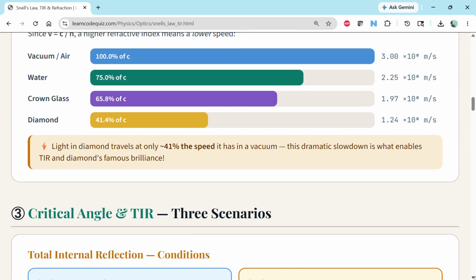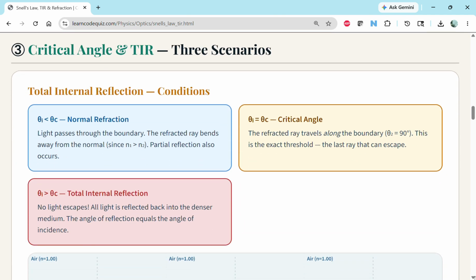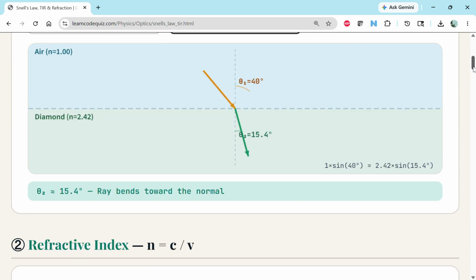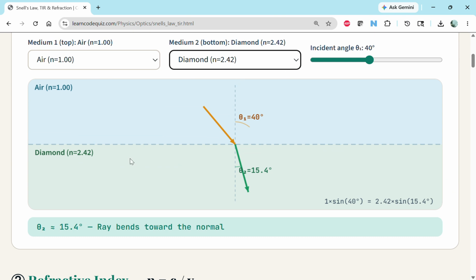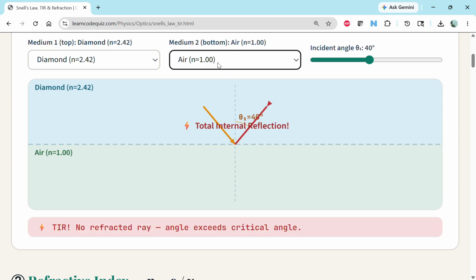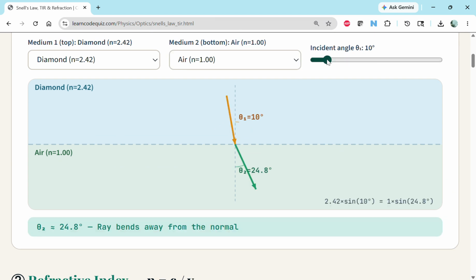Now, another interesting thing to understand: when light is moving from a denser medium to a rarer medium, what happens? For example, if instead of going from air to diamond, I make it go from diamond to air, what happens? Below a certain angle, say 10 degrees angle of incidence, it moves into air. 24.8 is the angle of refraction.